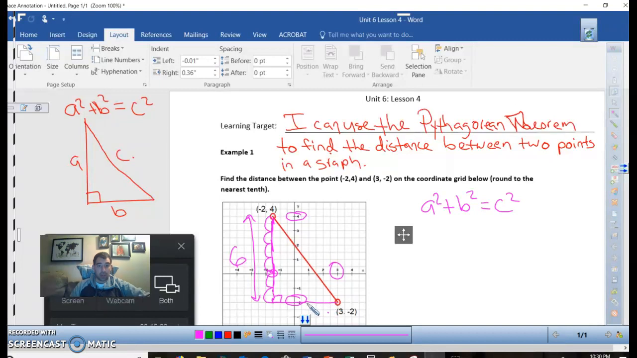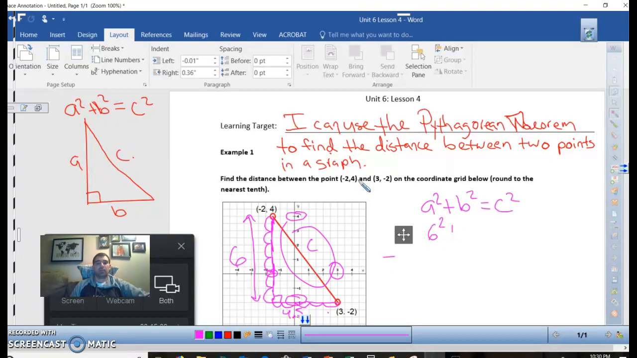So this is like 1, 2, 3, 4.5. So this is 4.5. So our legs are 6 by 4.5, and we're trying to find our hypotenuse, our C.